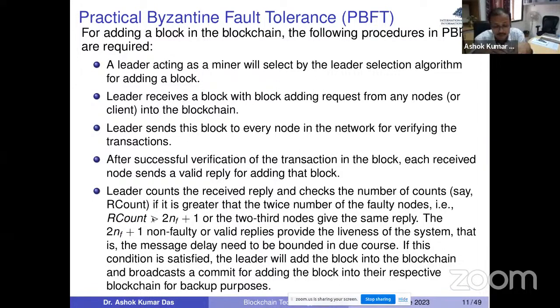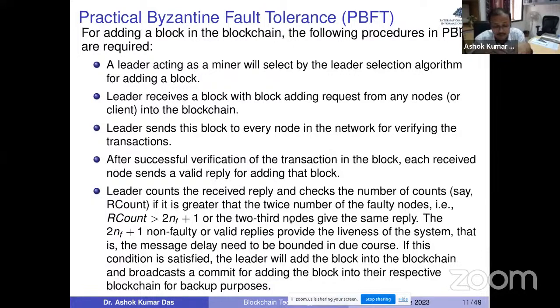the leader node will maintain a counter known as the R count, that is the number of received vote count, initially 0. Now, for each and every valid reply message it is receiving from a peer node, this counter R count is incremented by 1. Then the leader node will check if the R count exceeds a threshold value, something known as 2NF plus 1, which is required for the PBFT consensus algorithm.